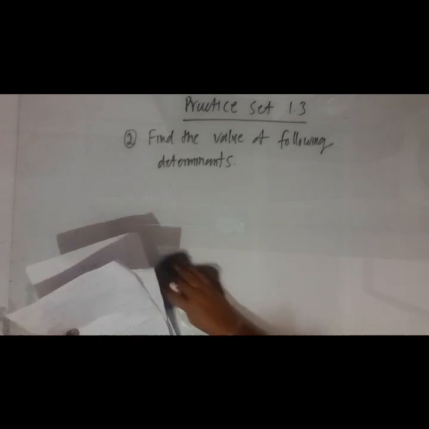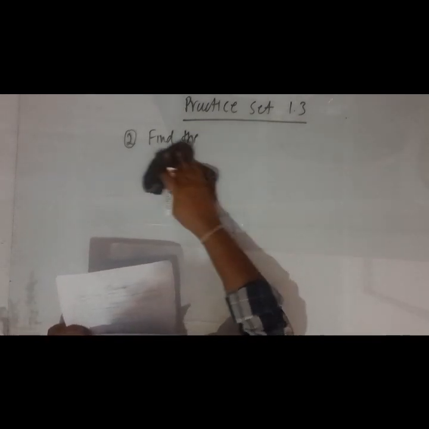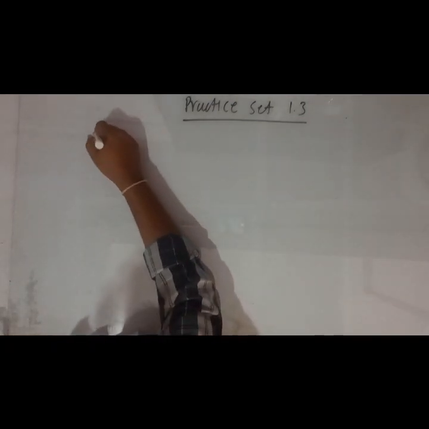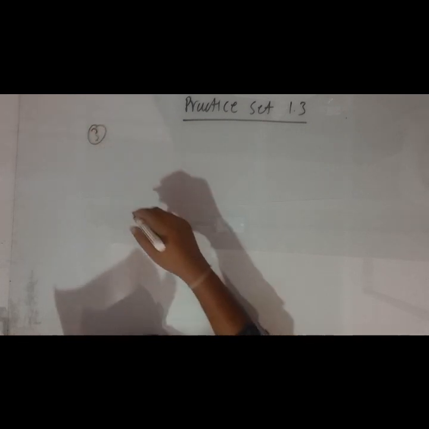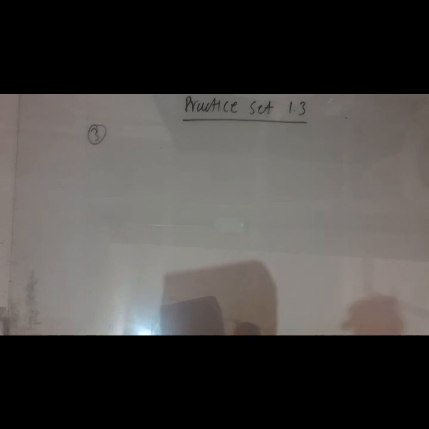Okay student, now let us move to question number 3. And the question number 3 is, now you have to solve the simultaneous equations. Two simultaneous equations are given, and you have to solve these simultaneous equations by applying Cramer's rule.